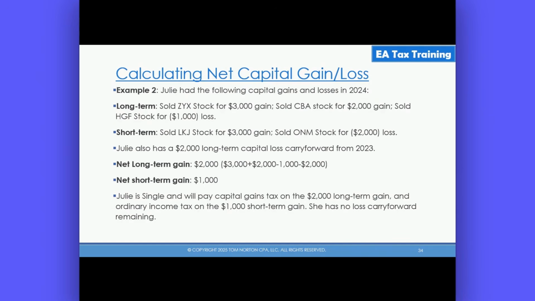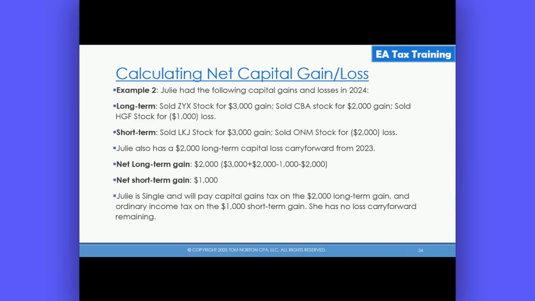So this year, she had a $3,000 gain and a $2,000 gain. That's $5,000. And then she had a $1,000 loss. So that's $4,000. So she has this year $4,000 gain. However, she's got that $2,000 carryover from the prior year. So we subtract that. So her current year net long-term gain is $2,000. Her net short-term gain is $1,000 because she had those two transactions that net to a $1,000 gain.